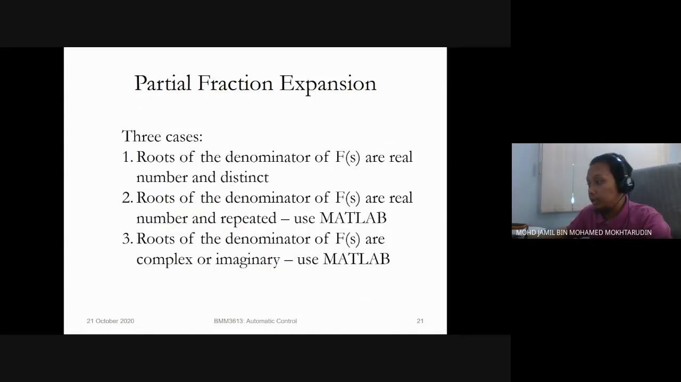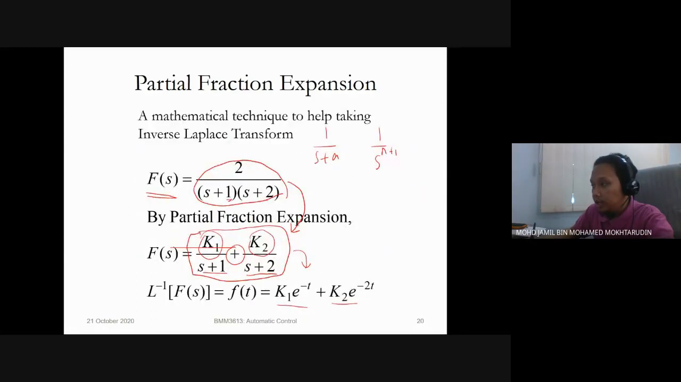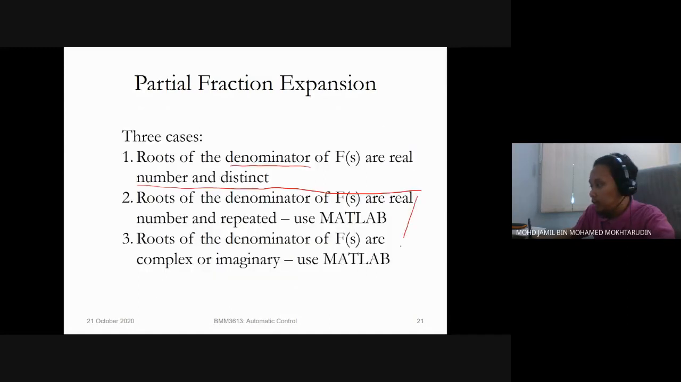There are 3 cases for partial fractions, but usually we will ask you only the first case, when you have real number and distinct denominator roots. This is an example of real and distinct roots. For the remaining 2 cases, maybe you will use them in your project later. You need to use MATLAB, and you can calculate this using MATLAB or Symbolic Lab.